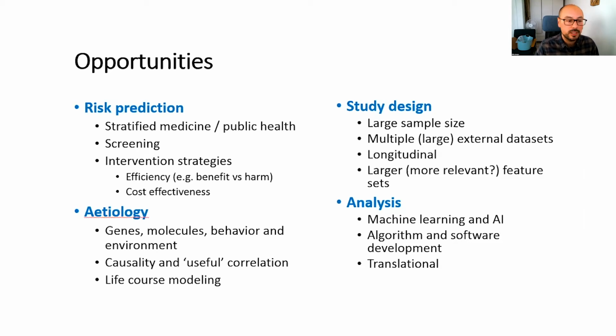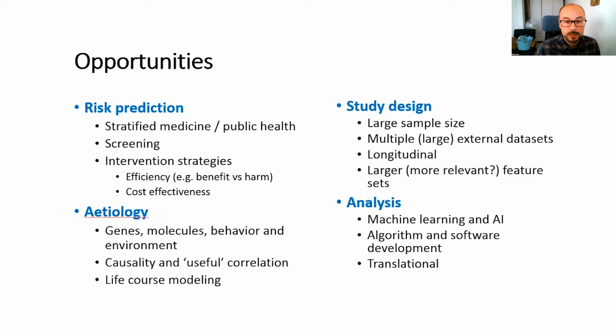And there's also a growing interest in life course modeling. How best do we model the full life course? When you have serial sampling, longitudinal data, how do we model that sort of thing? And what sort of insights can we extract from that?